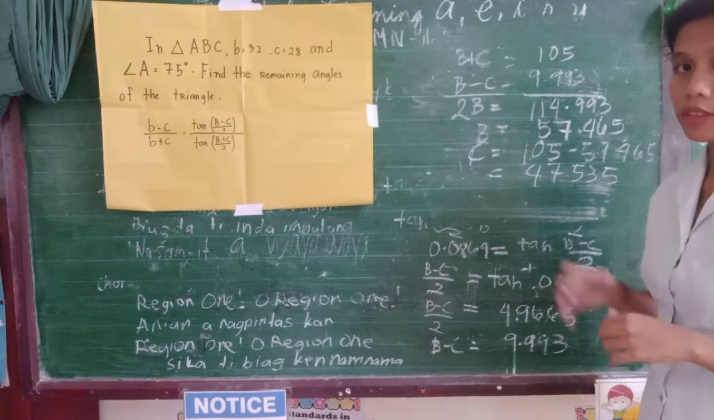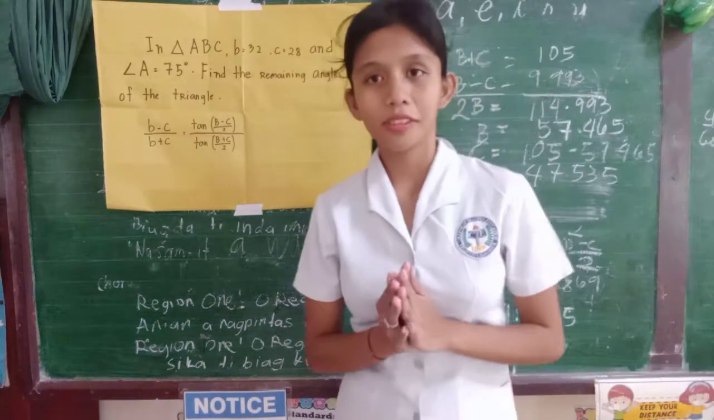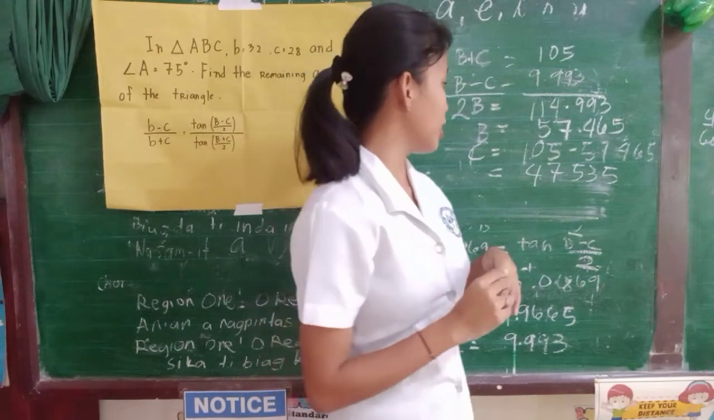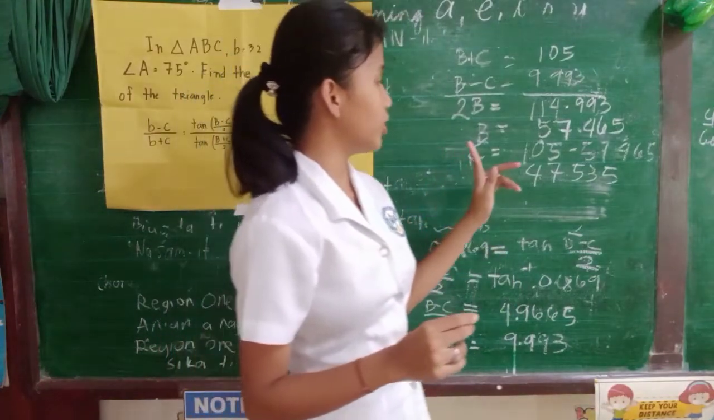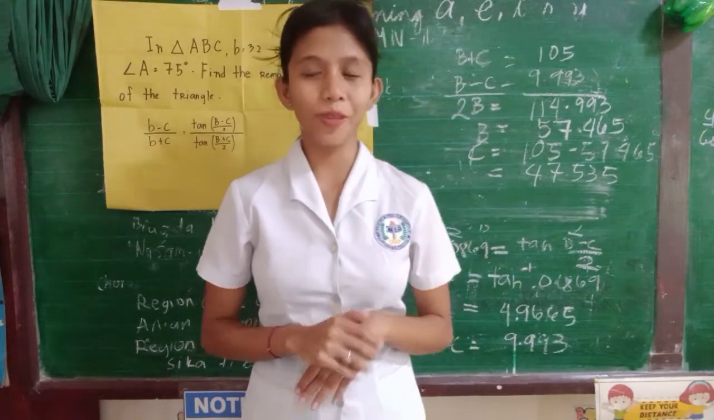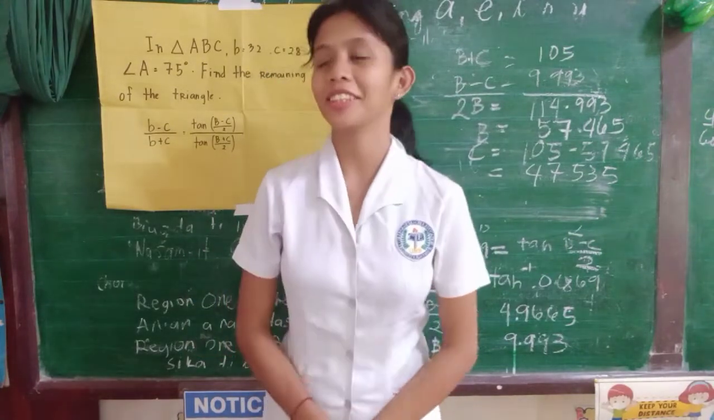So, all right, the answer is correct. The answer is B is equal to 57 and C is equal to 48. Wow, it's a great job.